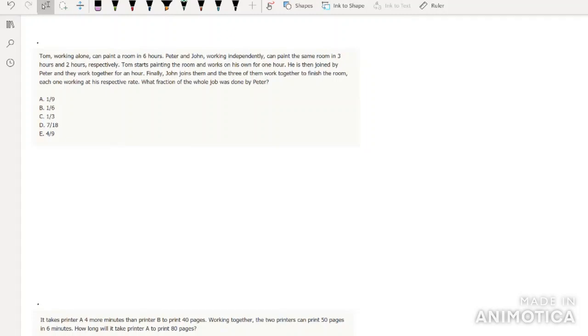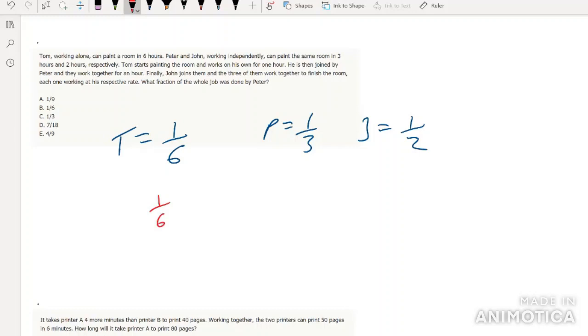Tom working alone can paint a room in 6 hours. T equals 1/6. Peter and John working independently can paint the same room in 3 hours. Okay, so P equals 1/3. John equals 1/2. Tom starts painting the room and works on his own for 1 hour. Okay, so again, this type of question, we've got 1/6 of the job done after 1 hour. So Tom has done 1/6 of the job.